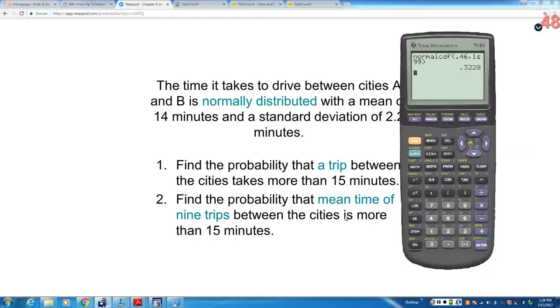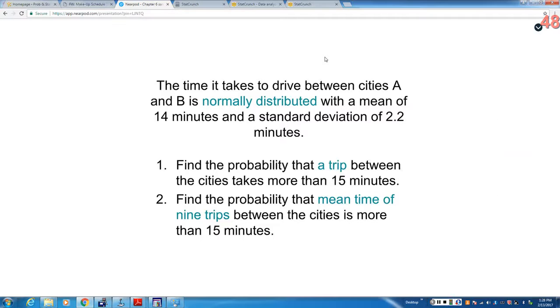Let's try this one. The time it takes to drive between city A and B is normally distributed with a mean of 14 minutes and a standard deviation of 2.2 minutes. Find the probability that a trip between the cities takes more than 15 minutes. And find the probability that the mean time of 9 trips between the cities is more than 15 minutes. So I'm going to give you some time to do that one.